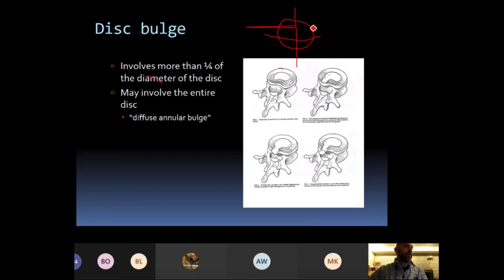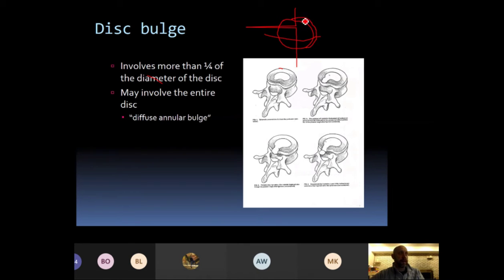So imagine you've got this normal disc surface. If the disc herniation, so to speak, I'm using that term loosely here, extends beyond 25%, that's when we're going to use that term disc bulge. If it's less than 25%, that's when we're going to use herniation. So more than 25% of that total circumference of involvement, you've got a disc bulge on your hands.